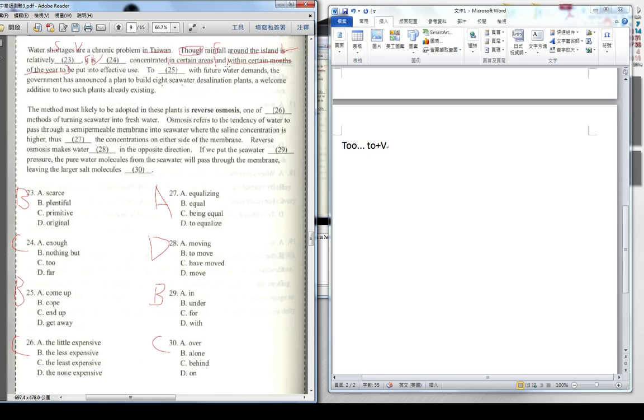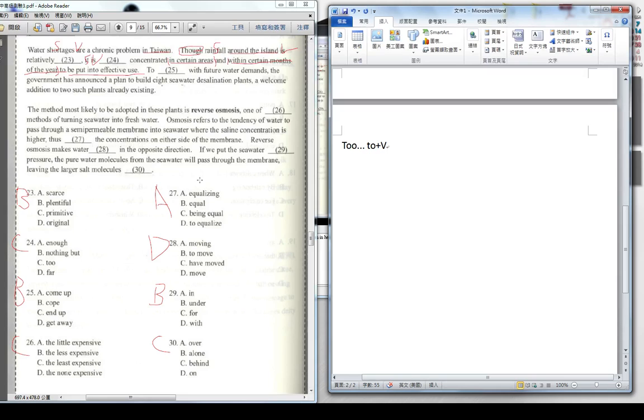Okay, so use and to combine these two, and it's too concentrated to be put into effective use. So to be put into use 就是被使用这样子。Effective 被有效率的使用 to be put into effective use. Okay, so you will just choose C if you are familiar with this kind of structure.